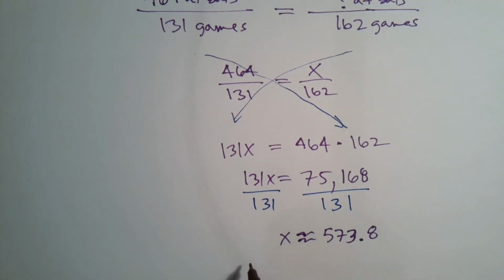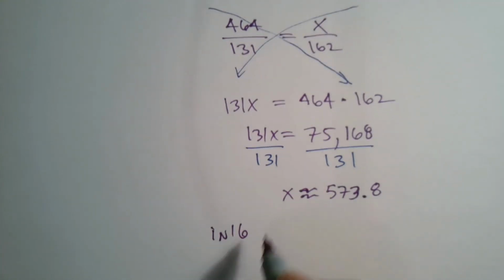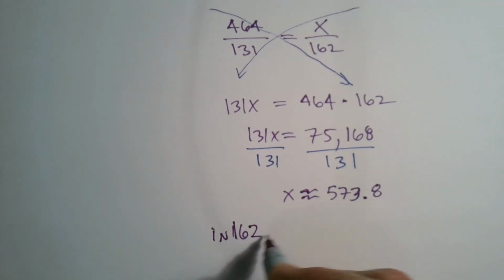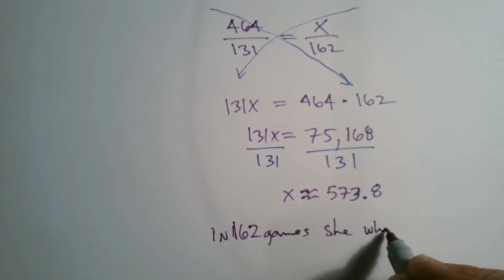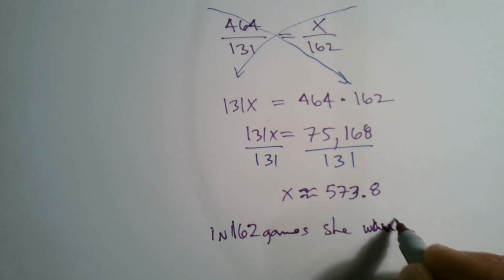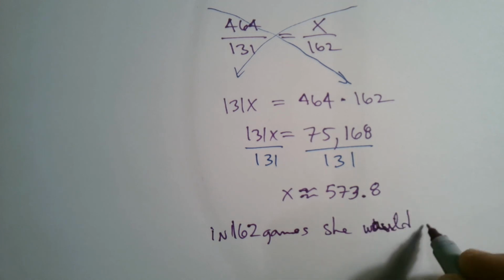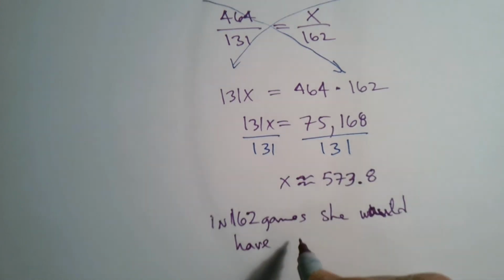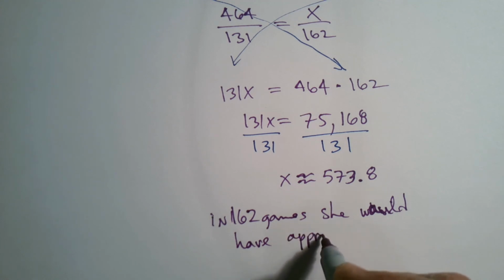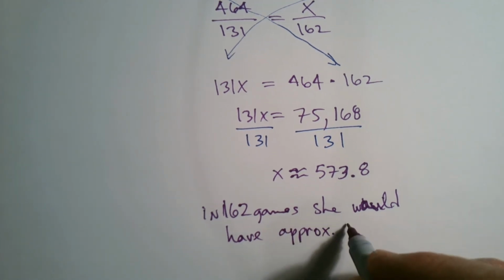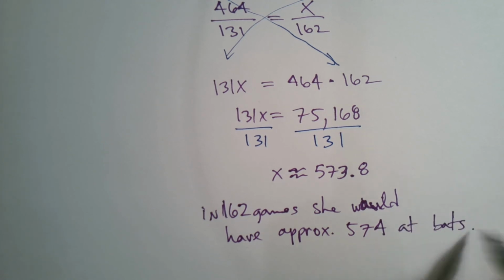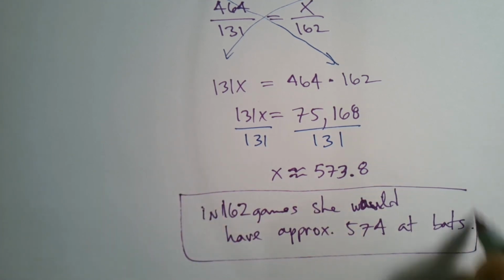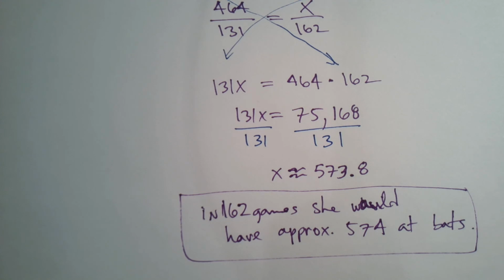So my final answer would be in 162 games, she would have approximately, let's still write approximately, 574 at bats. Okay, so that would be a good answer there. All right, there you go.